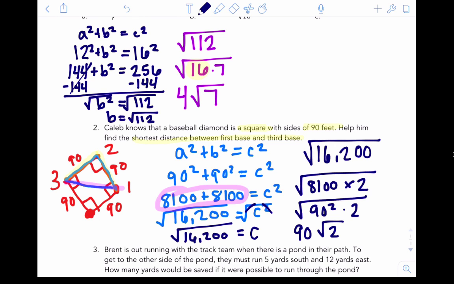And make sure on these problems that you're paying attention to your units. So this one is measured in feet. And now I'm done with this problem.